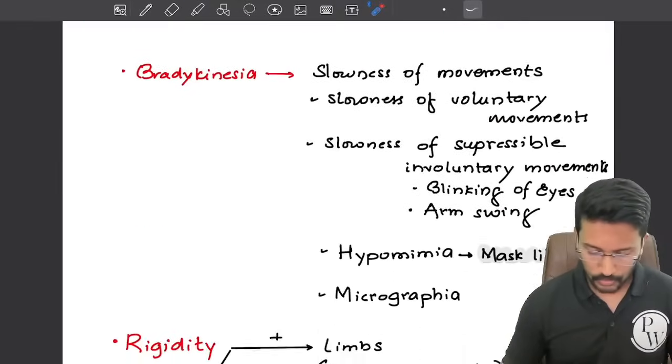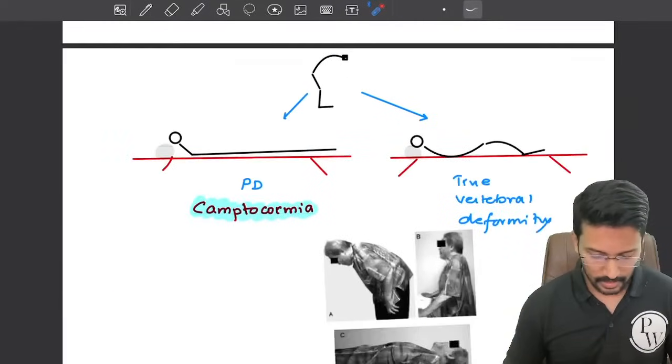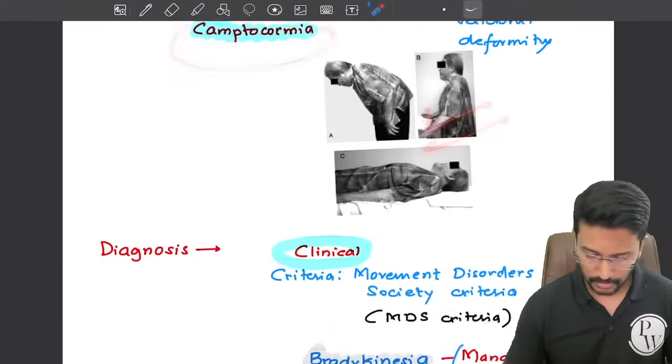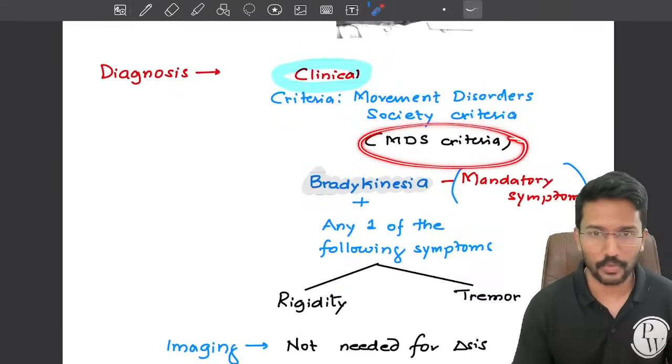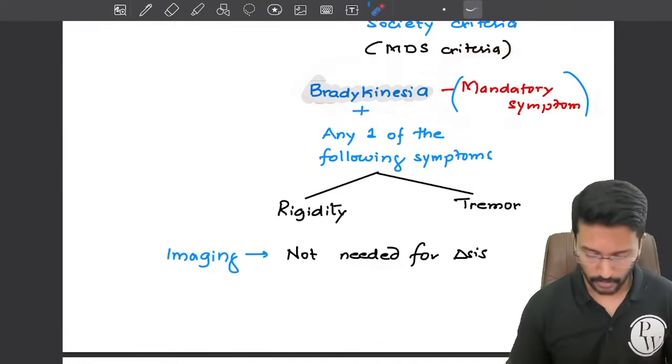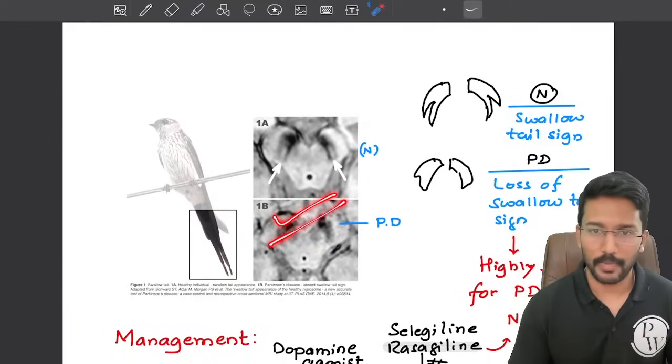Then they will ask you generally about the diagnostic criteria, camptocormia as a clinical finding or an image based question. They will ask you about the name of the diagnostic criteria and which of the symptom is considered as mandatory. Okay, this can be an image based question.